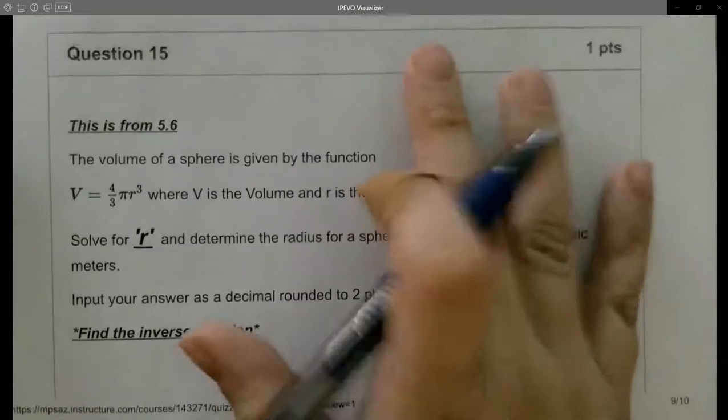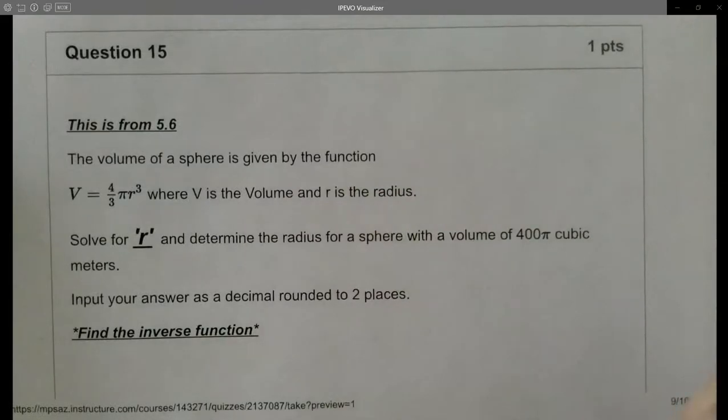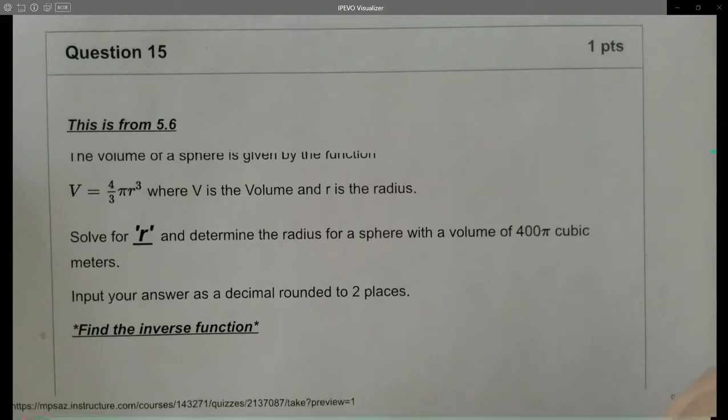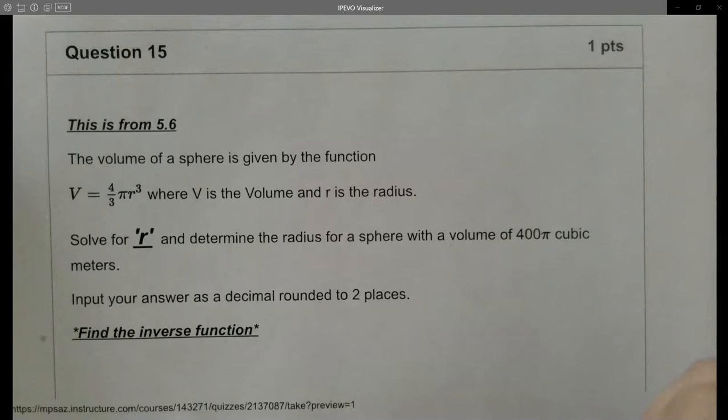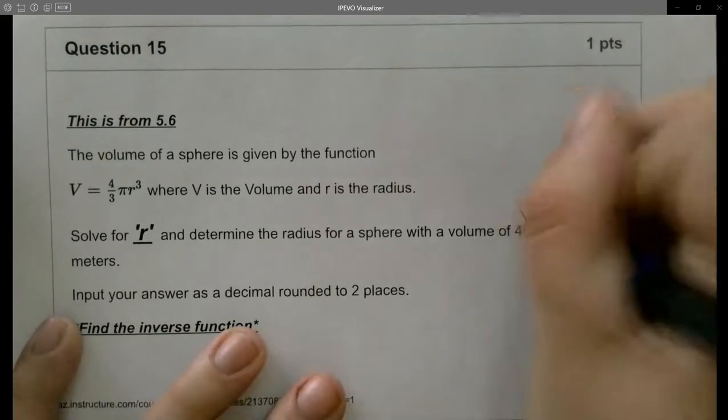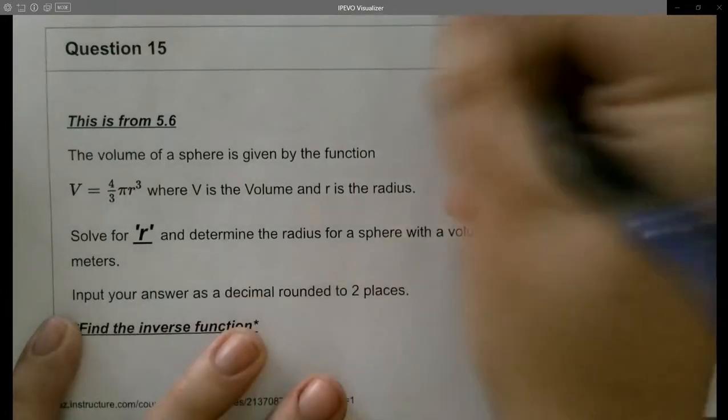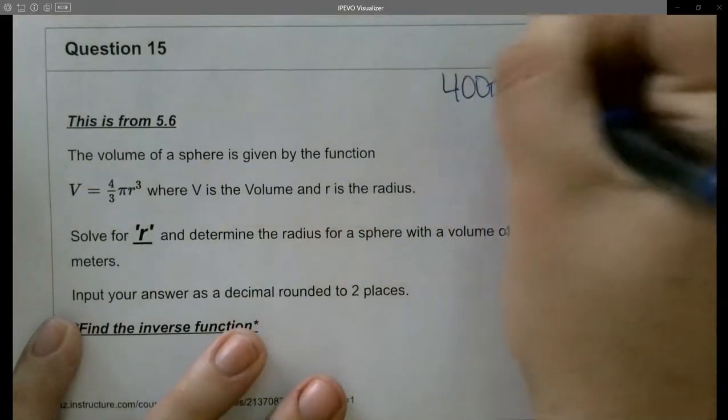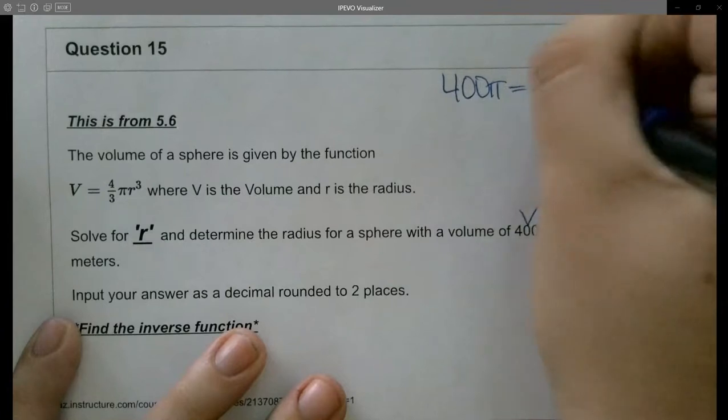Number 15 is telling me it's the volume of a sphere, and it gives me this equation where V is the volume, R is the radius. It wants me to solve for R and determine the radius of a sphere with a volume of 400 pi cubic meters, and then to put in my answer rounded to 2 places. So what I'm going to do is, this is my volume, so I'm going to plug in 400 pi for V.